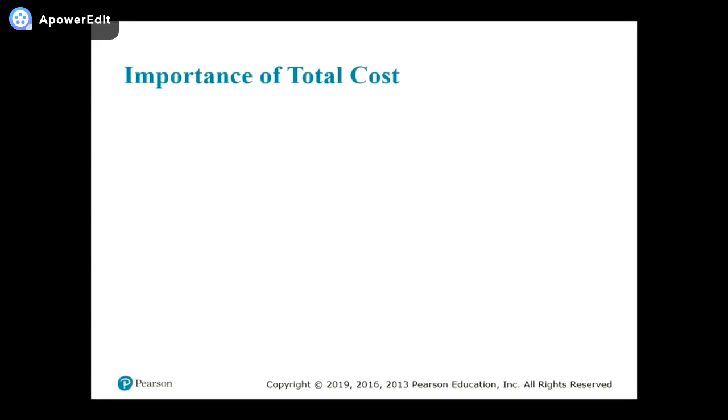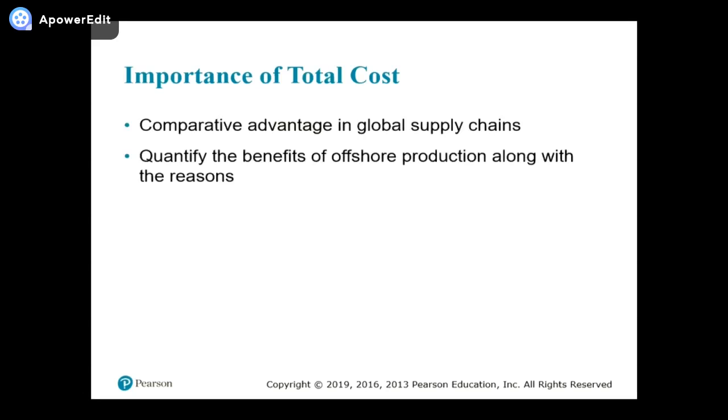Now, cost reduction by moving product to low-cost countries is very typically mentioned among the top reasons for globalizing the supply chain. Now, the key thing here is to carefully quantify the benefits of, say, offshoring your production, along with any reasons behind it.